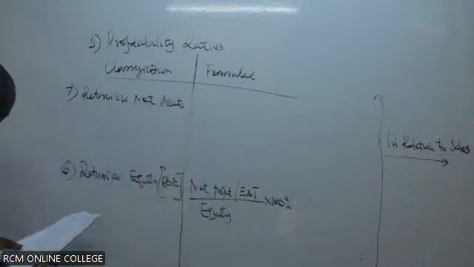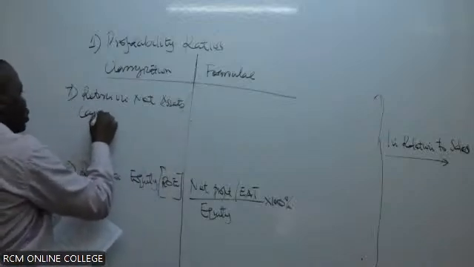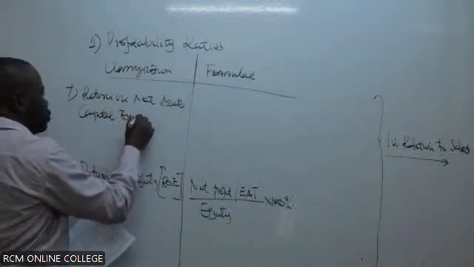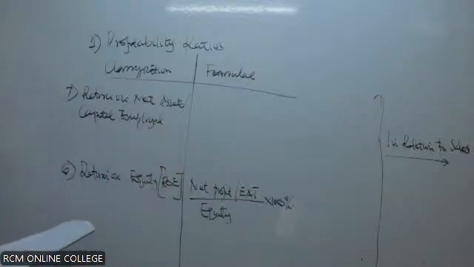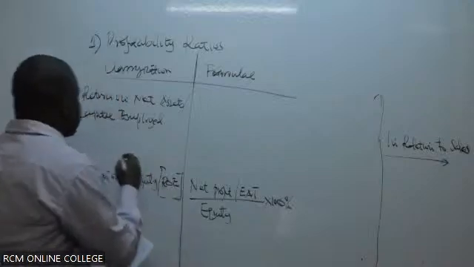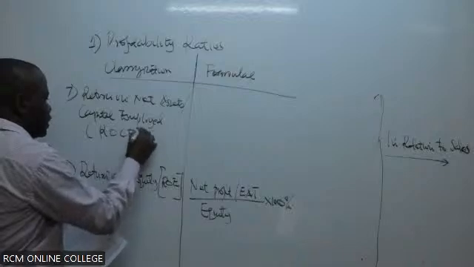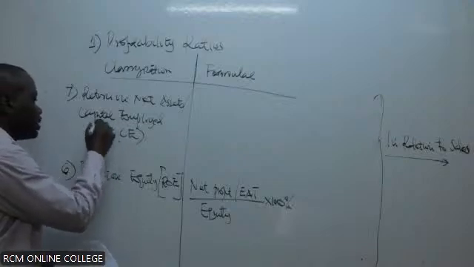Return on net assets, or sometimes we say return on capital employed. So this one you'll take the net profit. Sometimes it is known as ROCE.